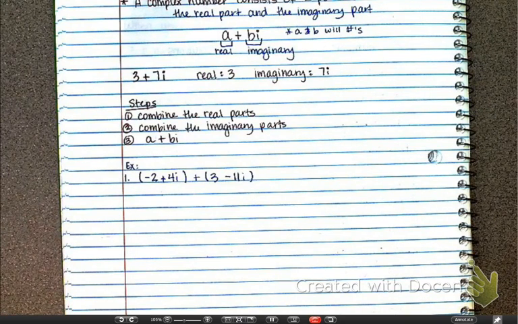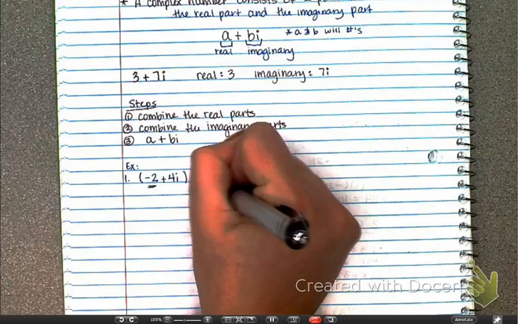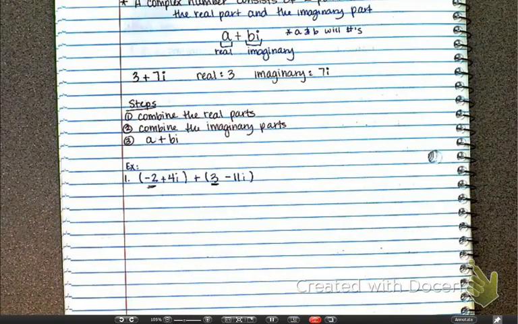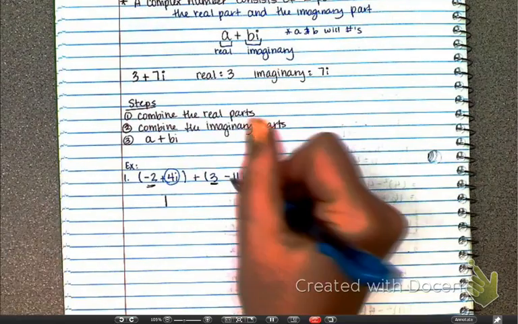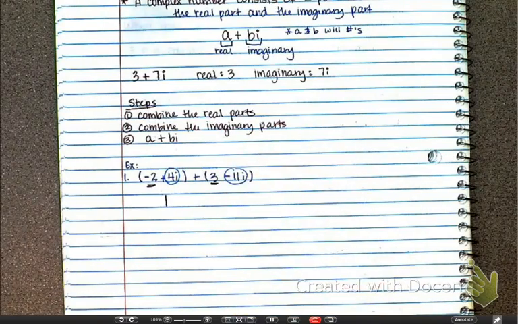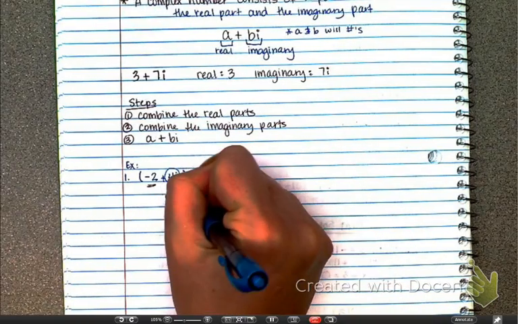Okay, so let's follow these super complicated steps. Step 1 is combine the real parts. Which parts are real? Negative 2 and 3. Negative 2 plus 3 is 1. Now let's combine the imaginary parts. 4I minus 11I is negative 7I.